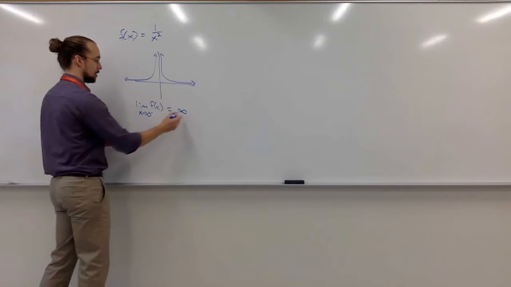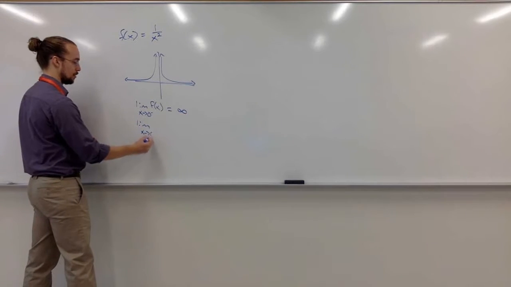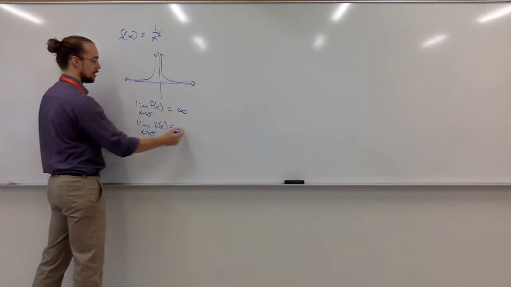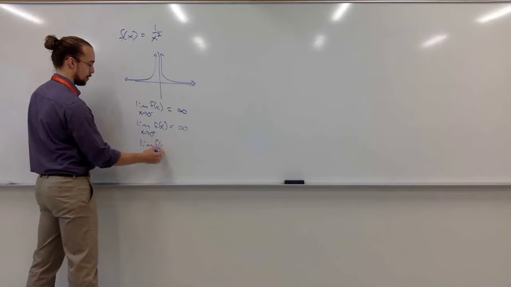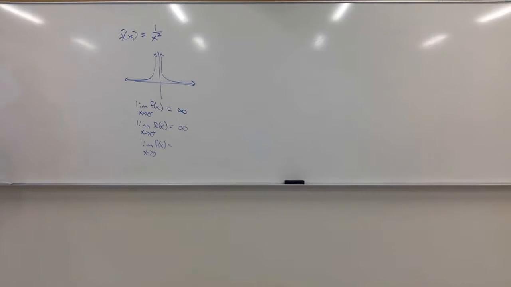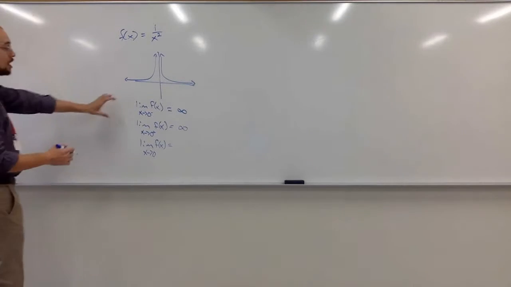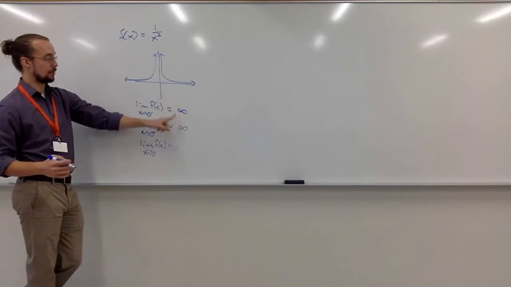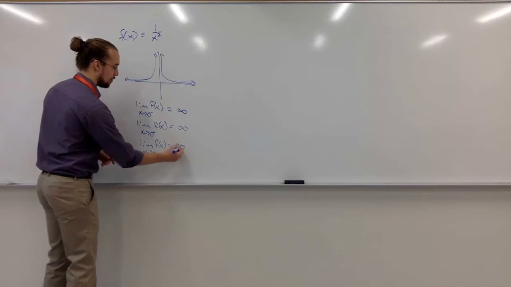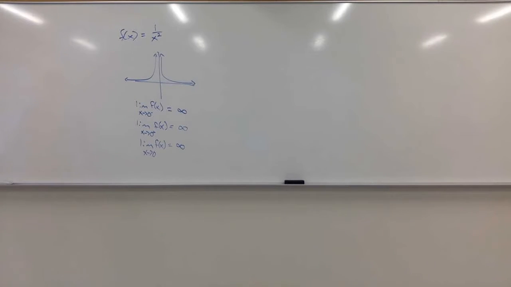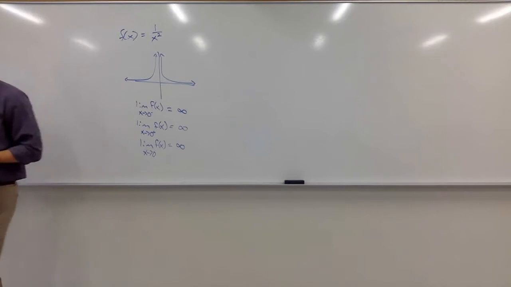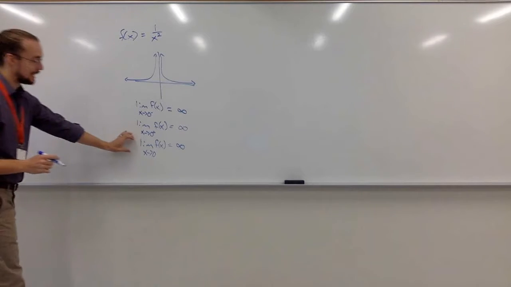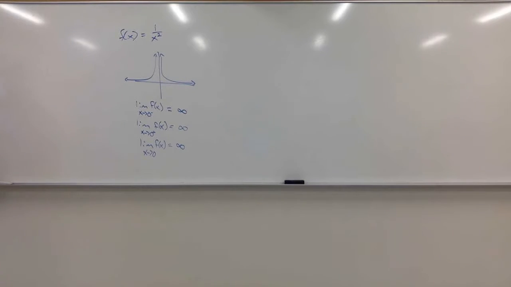Positive infinity. How about the limit as x approaches 0 from the right? Positive infinity. So what about the limit as x approaches 0? The two-sided limit does exist in this case, because my one-sided limits are equal to each other. They're both equal to positive infinity. Therefore, we can say the two-sided limit does exist in this case. Both one-sided limits are approaching the same thing, positive infinity. Any questions so far?